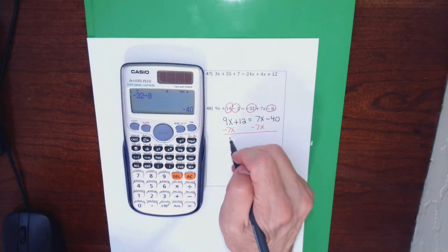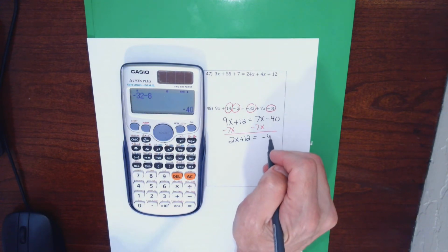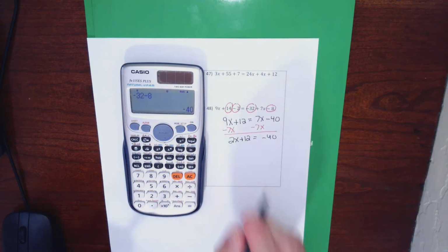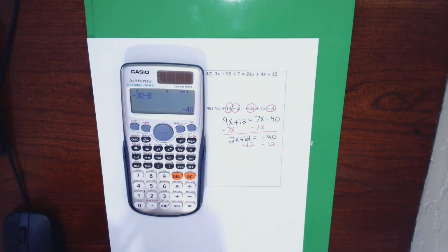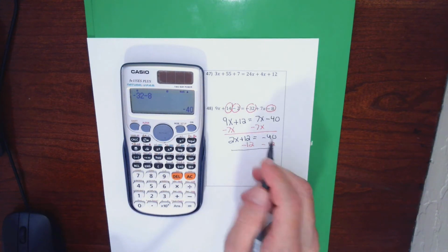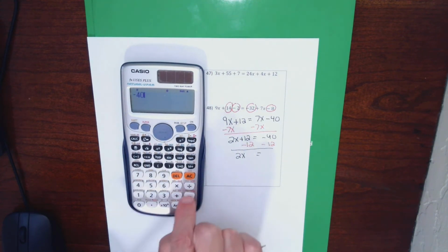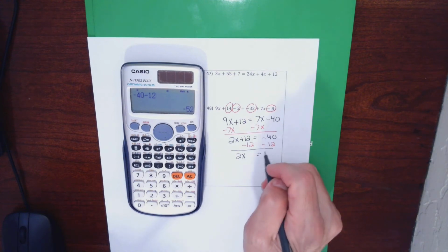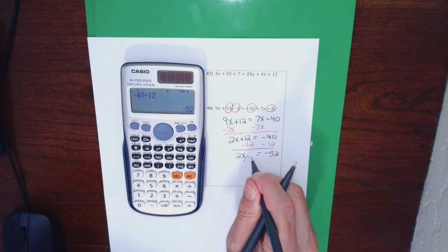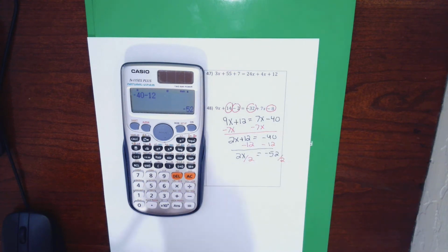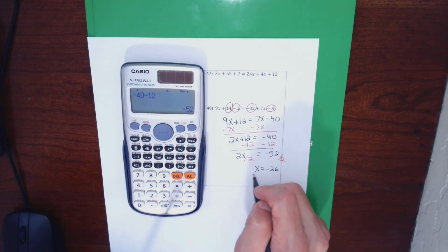That's going to give me 2x plus 12 equals negative 40. And then I'm going to minus 12. So hopefully this is starting to feel like, oh, I know how to do this even in a more complicated problem. Once I can get it started, I can know what to do. On the right-hand side, negative 40 minus 12 is negative 52. And then divide by 2, divide by 2. I think I can do that in my head. I believe the answer is negative 26.